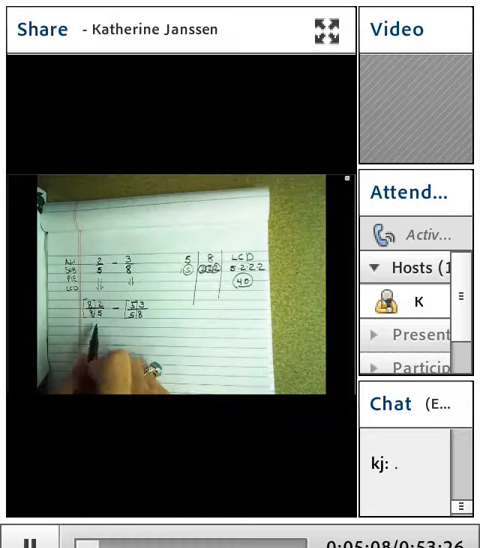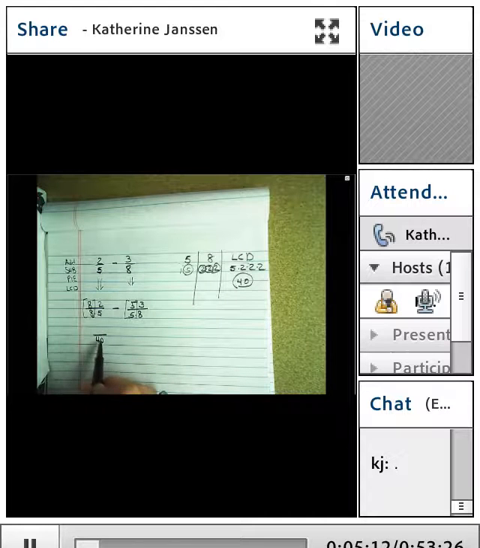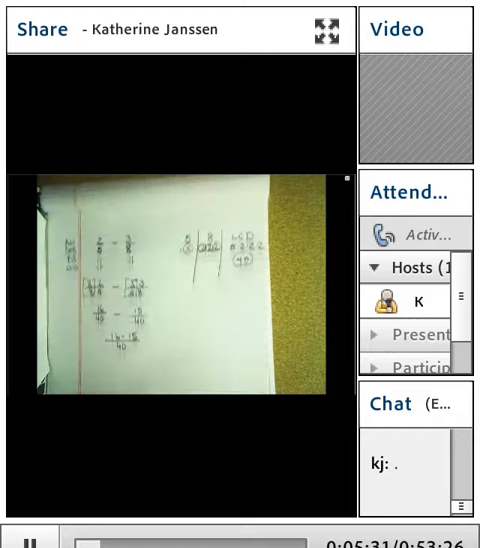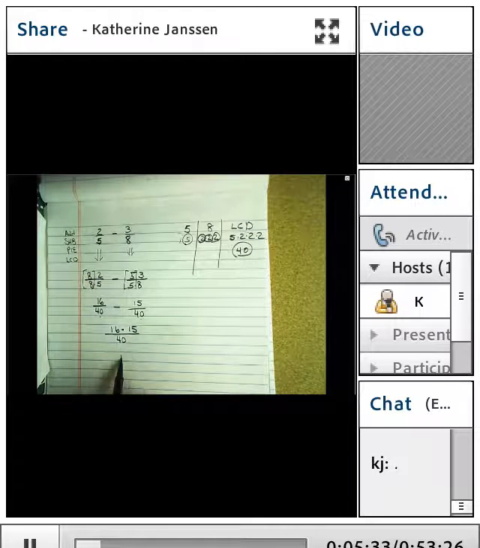So 2/5 in its equivalency in 40ths is 8 times 5 is 40, 8 times 2 is 16. We're going to subtract. 3 times 5 is 15, and 5 times 8 is 40. Now I can inspect and see that I have a common denominator, so I can write the numerators all over the common denominator, and 15 from 16 is 1/40th.